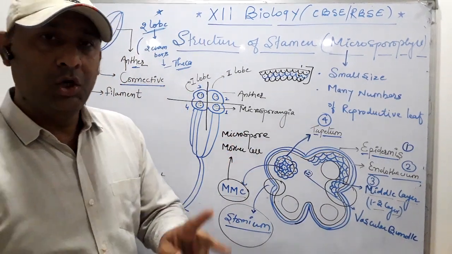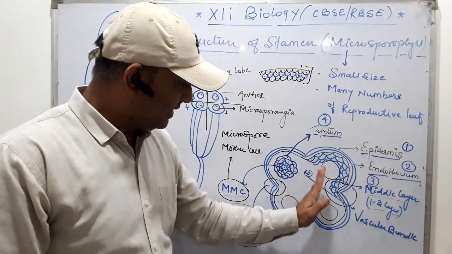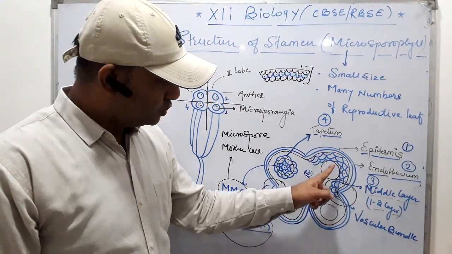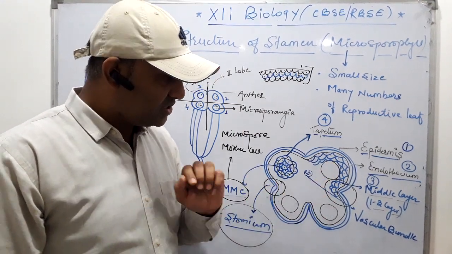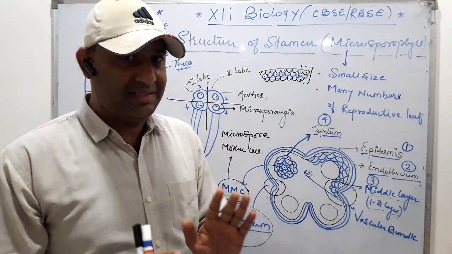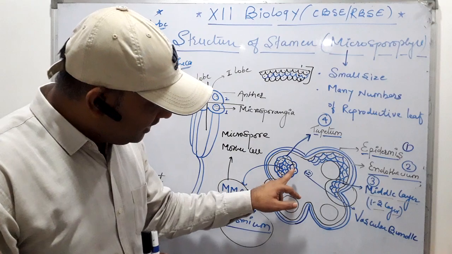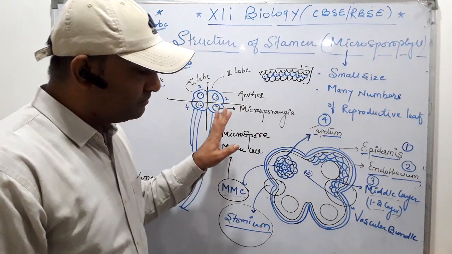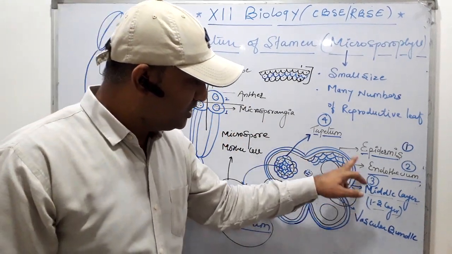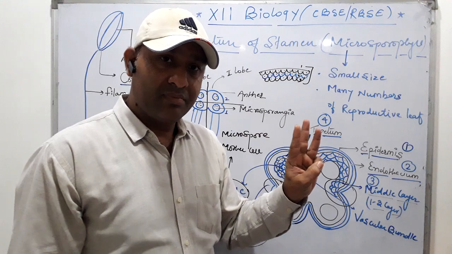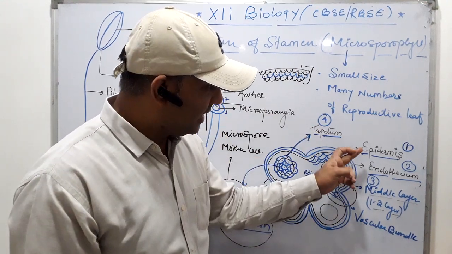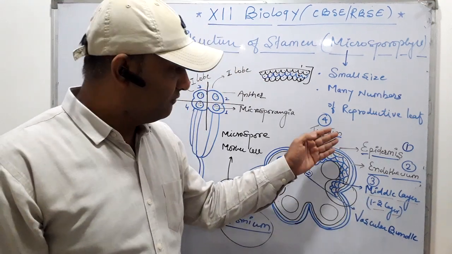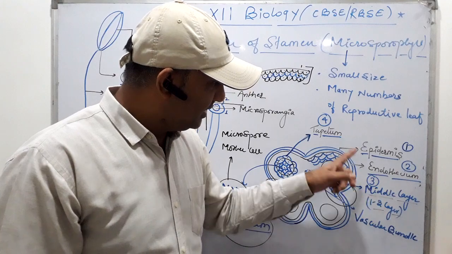The anther consists of two lobes, first lobe and then second lobe. A single lobe consists of two microsporangia, two chambers. Each chamber is called a microsporangium or pollen sac. Clear? I explained the structure of a single chamber, and it is the same in all of them. A single microsporangium consists of four layers: epidermis, endothecium, middle layer, and then tapetum.